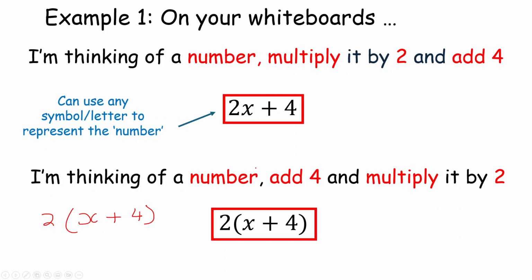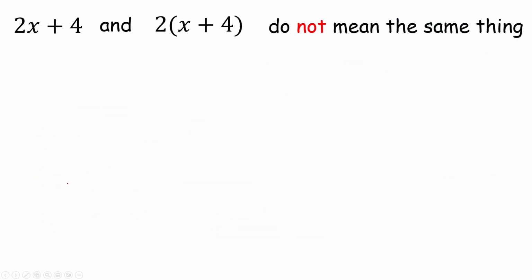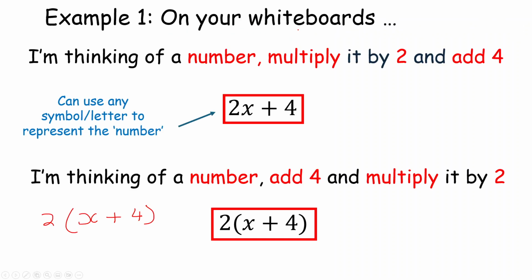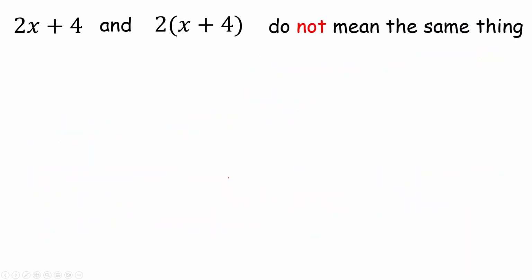So there we go with those two. Now, 2x plus 4 and 2 bracket x plus 4 do not mean the same thing. So these two statements in red are different. Because let's choose the value of x. Let's say, if x was equal to 3, I assign that value to be 3. We can see this because then we're going to have 2 times your x value, which I've chosen to be 3, plus 4. Well, 2 times 3 is 6, add 4, it is 10.